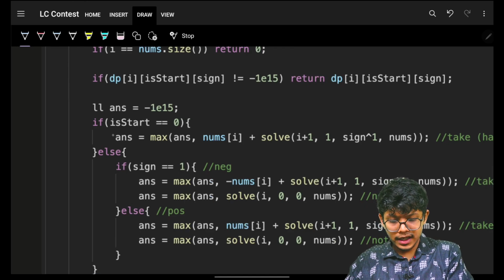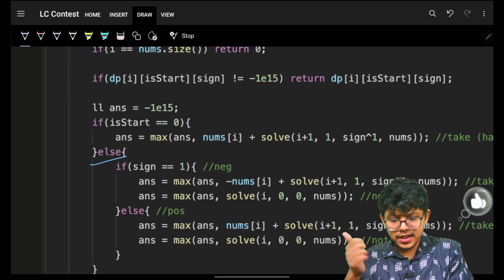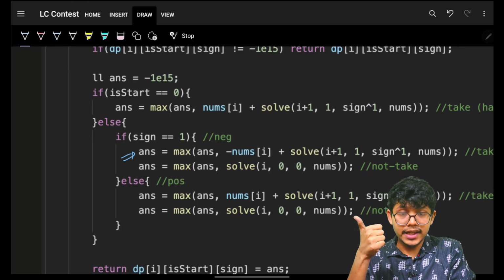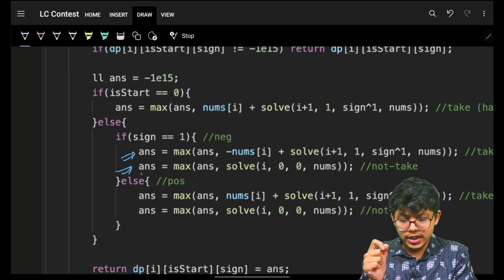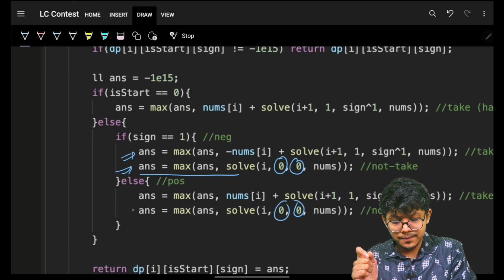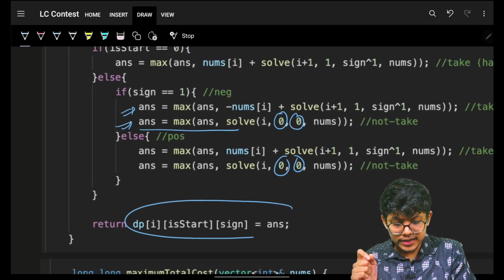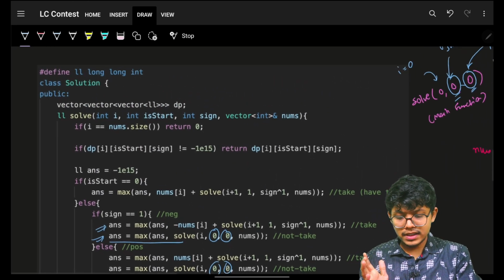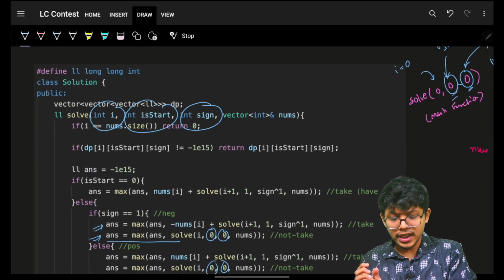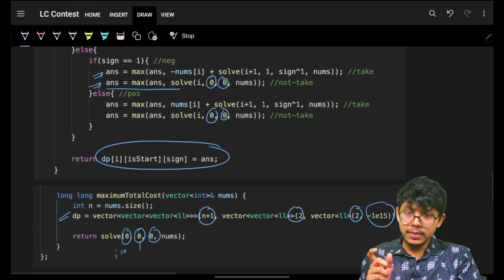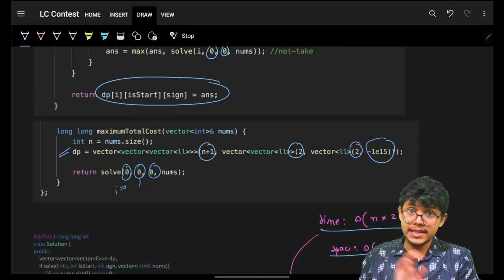Ultimately, I will say, okay, if it's a fresh start, then take this element. If it's a continuing start, then you can either take it, or you can actually start afresh again, right? The same way. Ultimately, assigning back to a DP and then getting the answer back. With this, you can easily see the complexity will be I into start into sign, which is n into 2 into 2. Complexity will be n into 2 into 2. Space will also be the same.